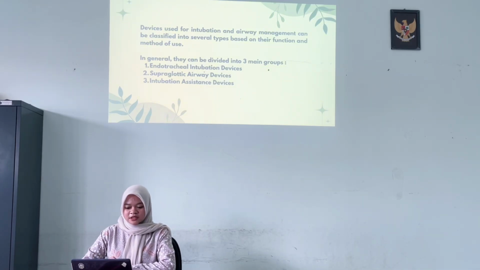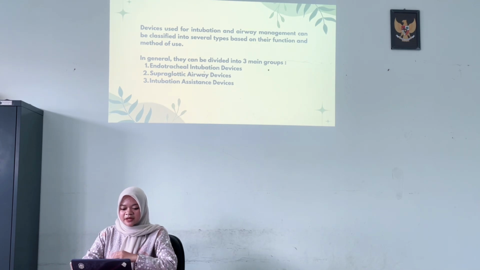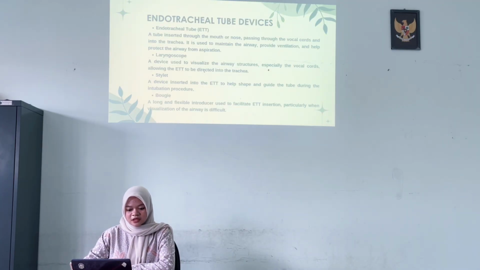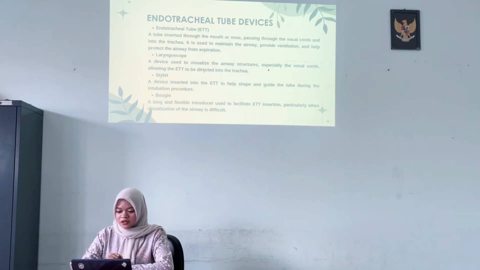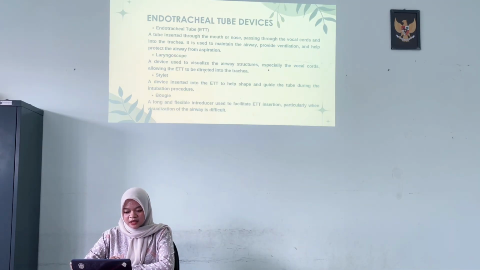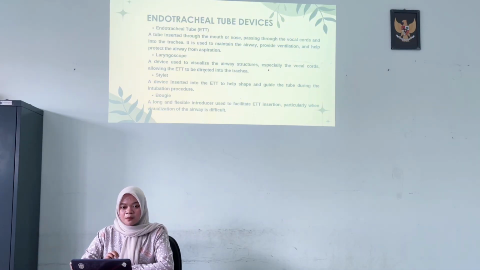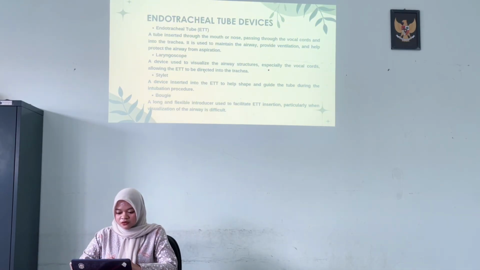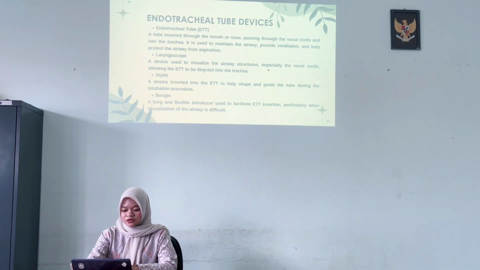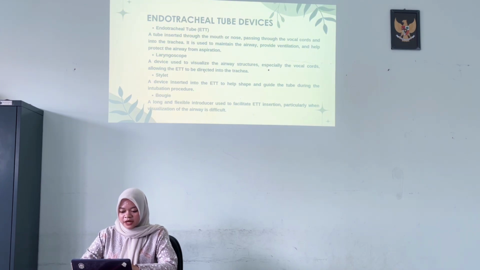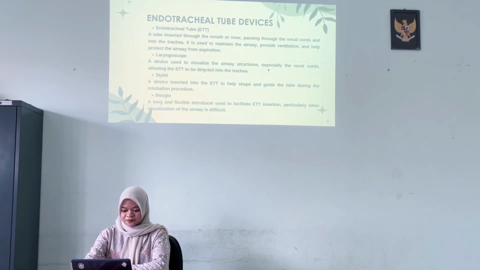Devices used for intubation in airway management are classified into several types based on their function, method, and use. In general, there are 3 main groups. First is the endotracheal tube device. First we have the endotracheal tube, or ETT. This is a tube inserted through the mouth or nose, passing directly through the vocal cords to the trachea. Its main use is to maintain an open airway, provide ventilation, and protect the airway from aspiration.